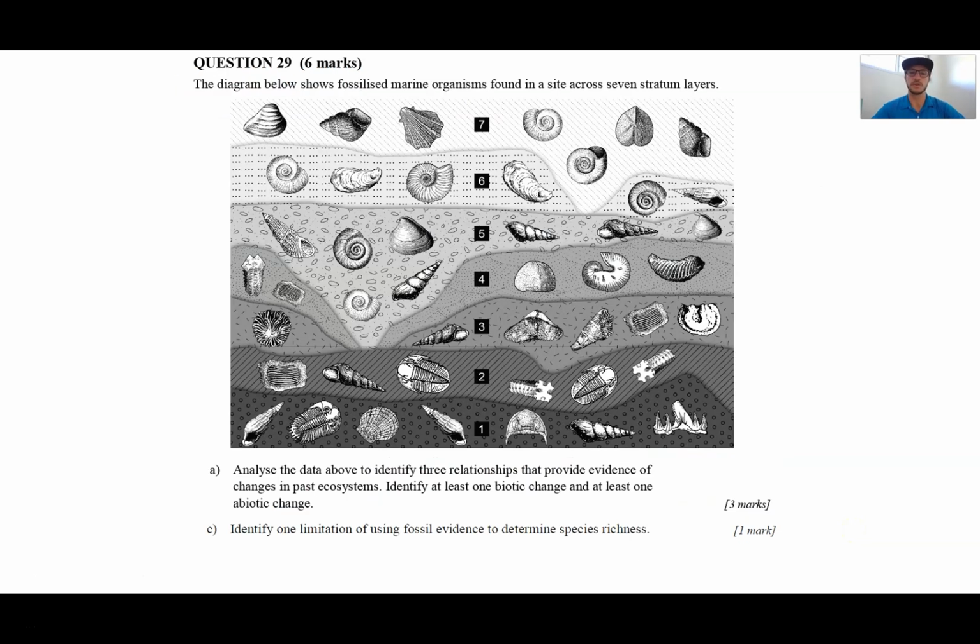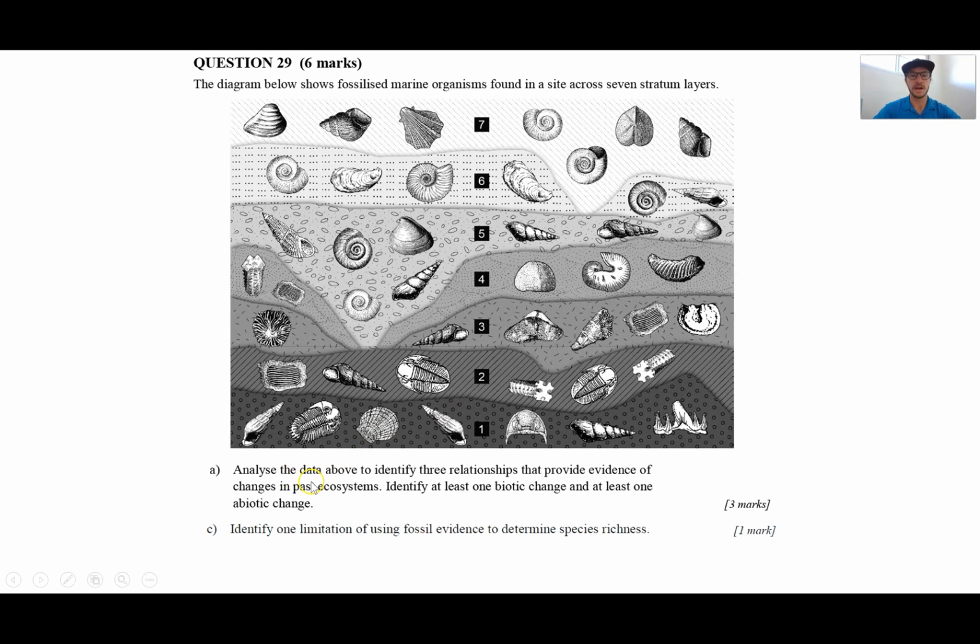So back to this diagram. Let's have a couple of questions on it now. The last time I showed you this, it has been slightly updated because there was critique on it by QCAA. So fossilized marine organisms are found in this site across 7 stratum layers. We can see that there's a variety of fossils and a variety of layers. Those fossils change over time based on the abiotic conditions that resulted.